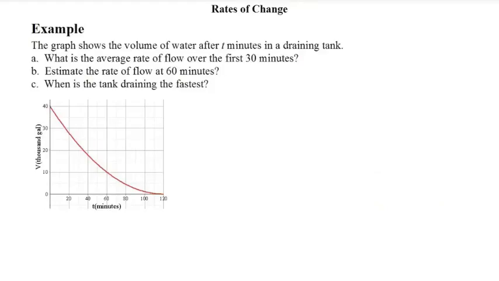Here's an example. The graph shows the volume of water after t minutes in a draining tank. First, we want to estimate the average flow over the first 30 minutes. So we need to look at the function at t equals 0 and again at t equals 30 and compute the change in volume over the change in time between those 2 points. Well, we want v of 30 minus v of 0 divided by 30 minus 0.